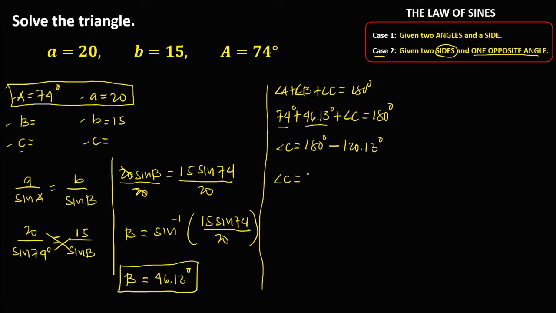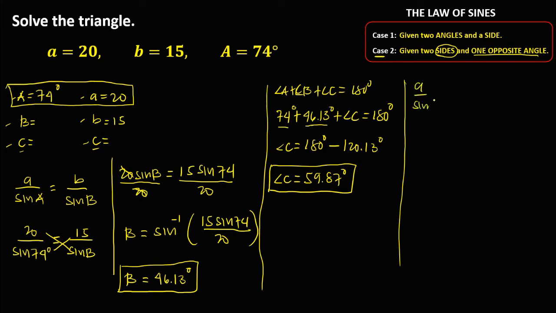So this one is 59.87 degrees. Then to solve now for side C, this one is the last unknown. So using A, we have A over sine A equals C over sine C. So A is 20 over sine angle A, that's 74, equals C over sine angle C, that's 59.87.